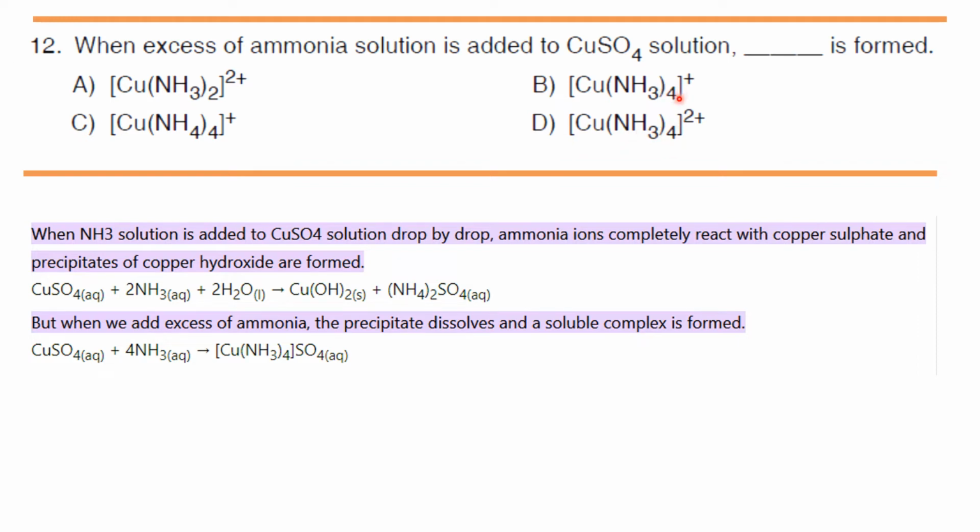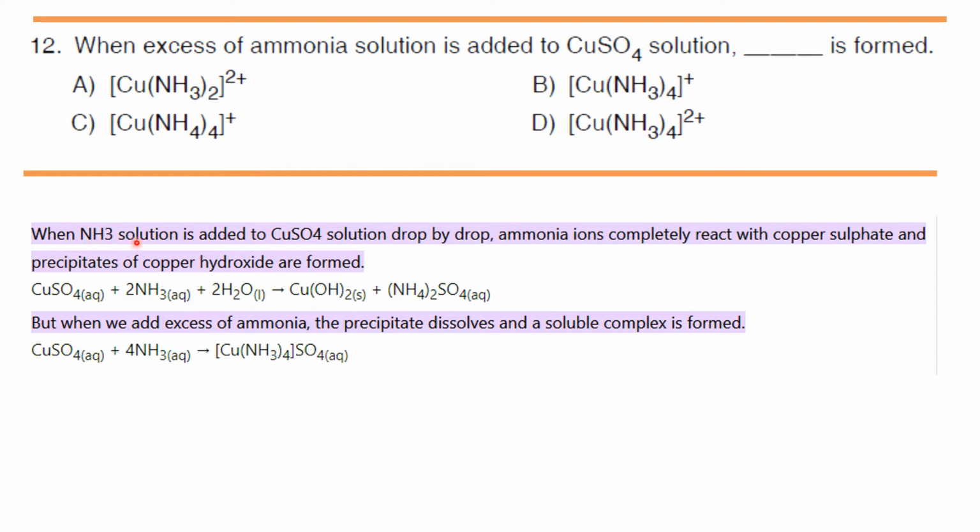In this particular case you are having a positive charge, and in this particular case the ligand is somewhat different. It is ammonium ion instead of ammonia, but 4 ligands are there. Here also you are having 4 ligands, but the charge is different. Copper is in +2 oxidation state, whereas in this particular case it is in +1 oxidation state. So let's have the answer for this question.